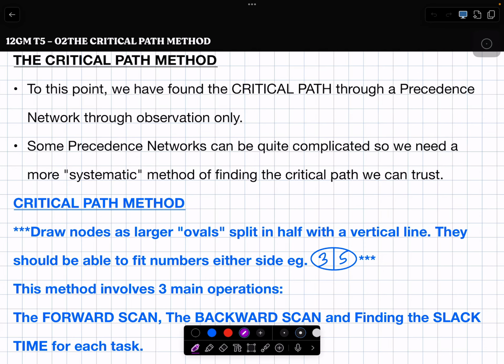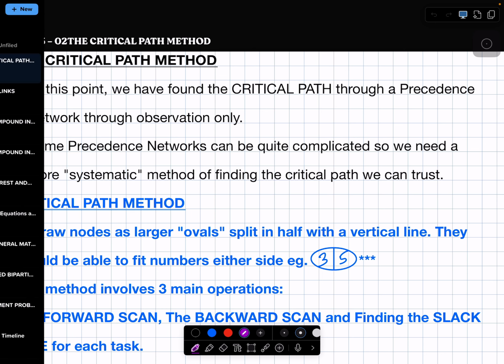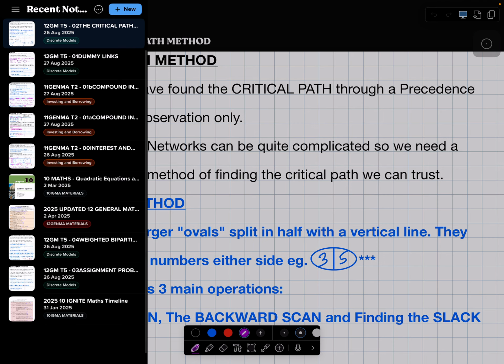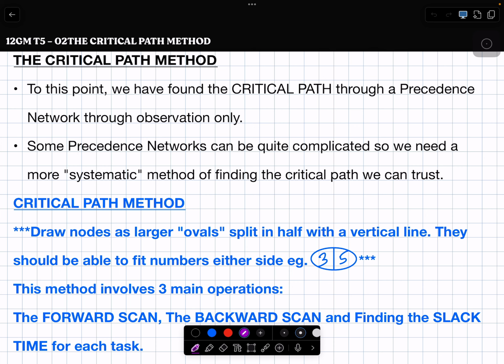All right, to this point, we've found the critical path through a precedence network using observation. That's pretty easy to do if your network is very basic. But if my network is complicated, we need a more systematic and trustable approach to finding the critical path.